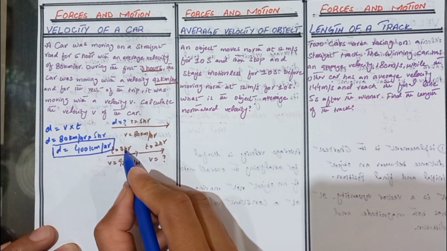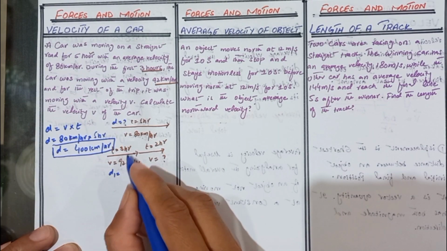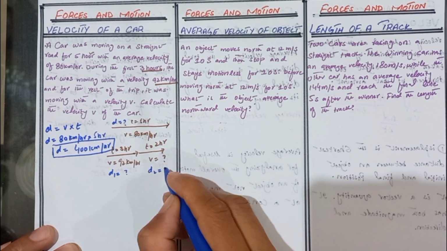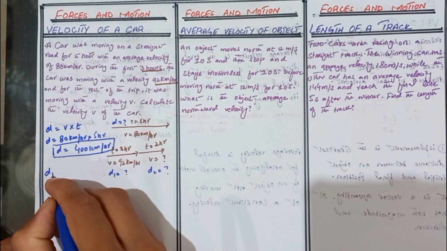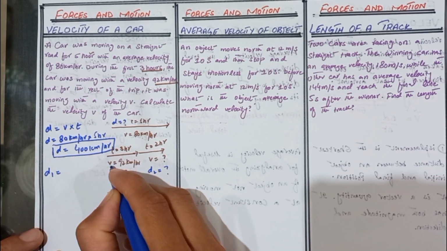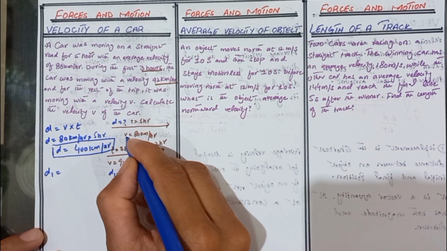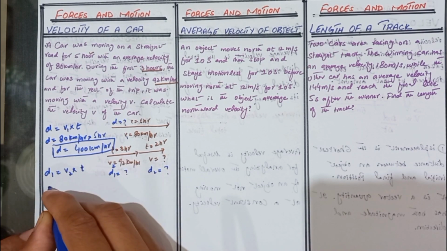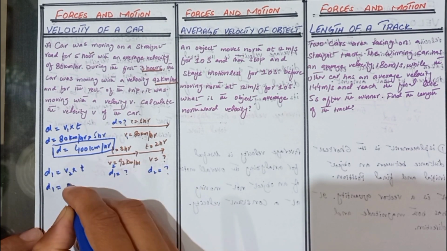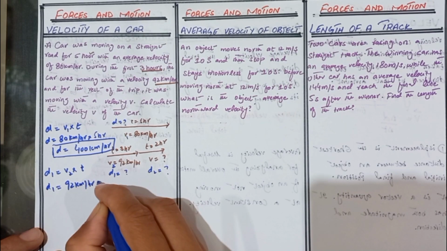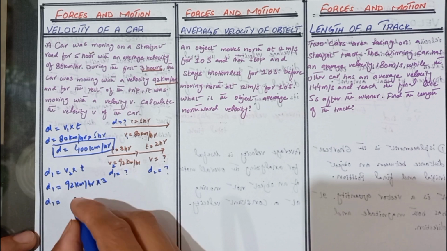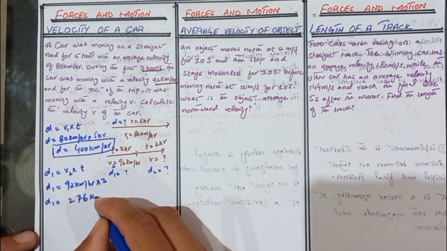Now we calculate how much displacement it covers when the velocity is 92 km per hour, d1, and d2 when it moves in the time of 2 hours. So first we calculate d1. We know the formula d1 is equal to velocity v1, and this is the velocity v2. So v into time t. Velocity is 92 km per hour. Time is given 3 hours. So d1 is equal to 276. Sorry, this is in kilometers.